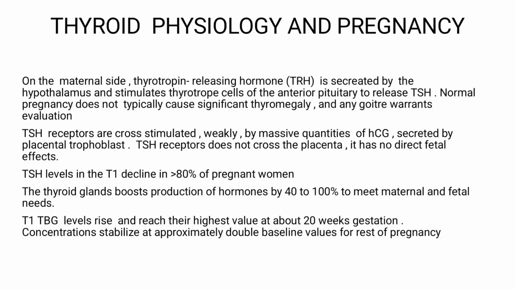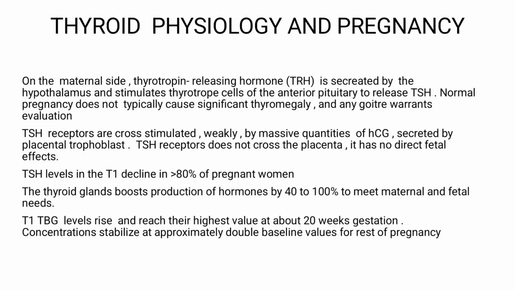TSH receptors are cross-stimulated, meaning the structure of receptors for human chorionic gonadotropin, that is HCG, and the thyroid stimulating hormone are similar. So these thyroid receptors are also stimulated by HCG, and in pregnancy, as we know, the quantity of HCG is massive, so this causes stimulation of thyroid stimulating hormone receptors. Because HCG and TSH do not cross the placenta, it has no direct effect on the fetal cells.